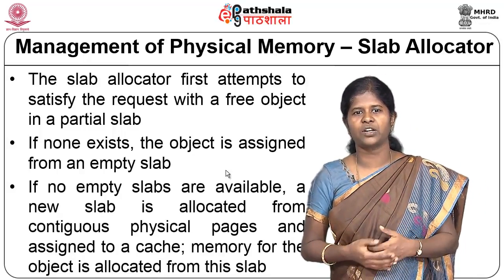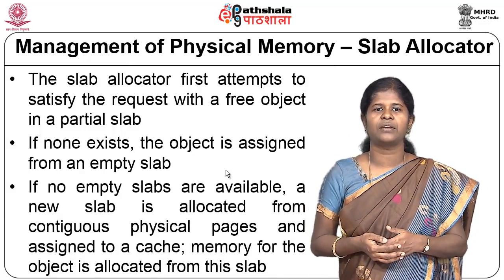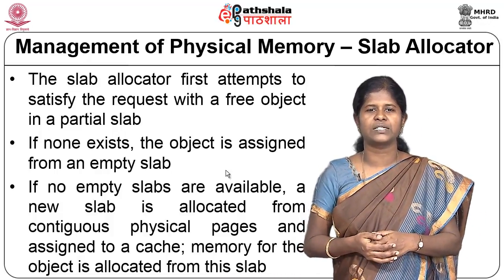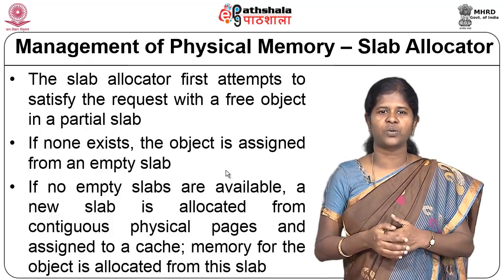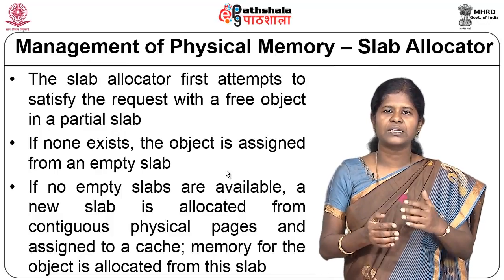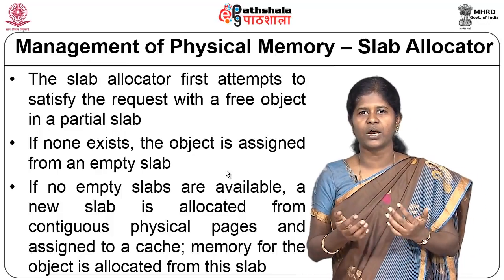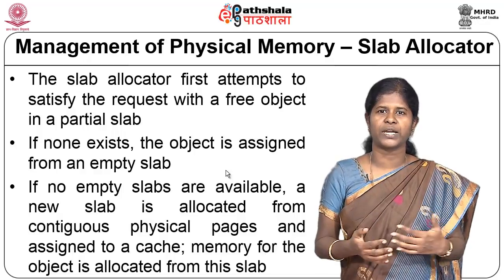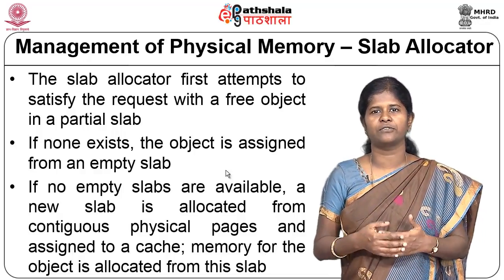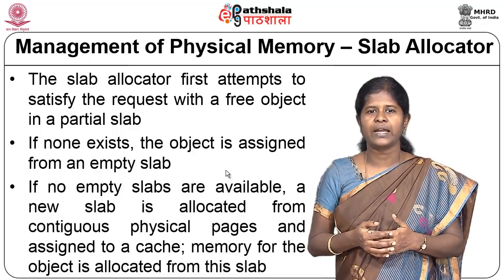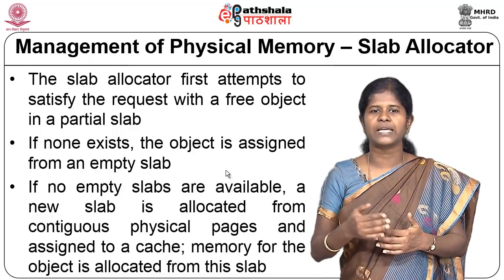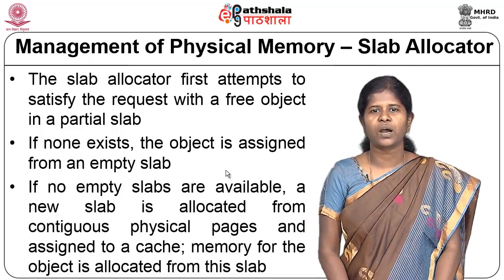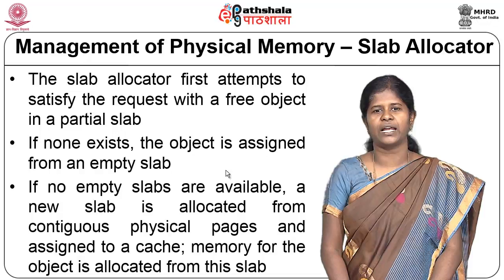If there are no partial slabs and no empty slabs available, then a new slab is allocated from contiguous physical pages, and it is assigned to the cache. So, now a new slab is assigned to the cache. The cache already has some slabs which are currently occupied by objects, and hence there is no space for the new object, so a new slab is allocated to that particular cache, and memory for that object is now allocated from this newly allocated slab.